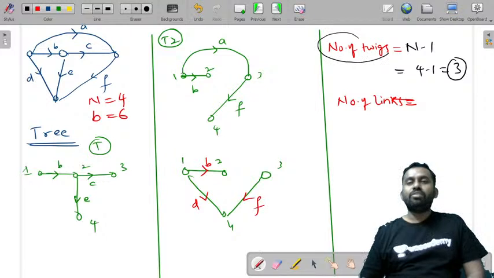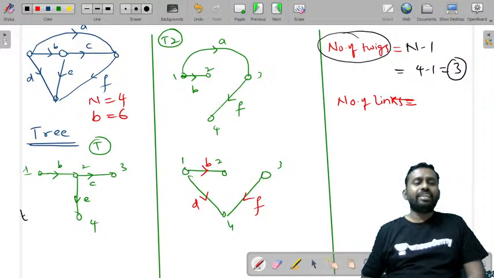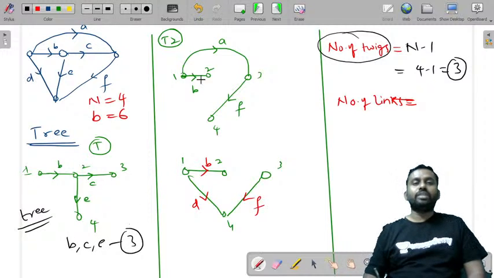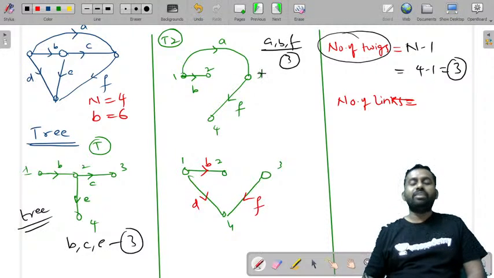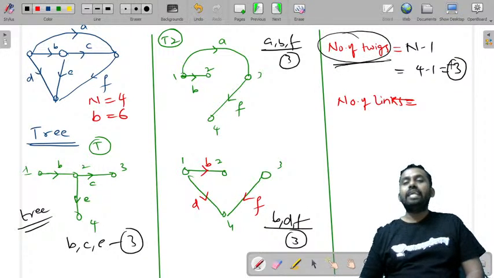So that means the number of twigs, the number of branches in each and every tree. In this tree, how many branches are there? B, C, E, 3 satisfied. So the number of twigs is equal to 3. In this also, A, B, F, 3. All these A, B, F are called twigs in this particular tree. Now coming to B, D, F, 3. Each and every tree will contain 3 branches.